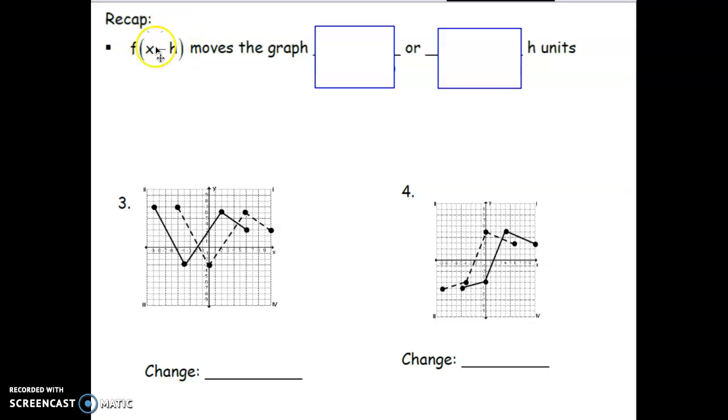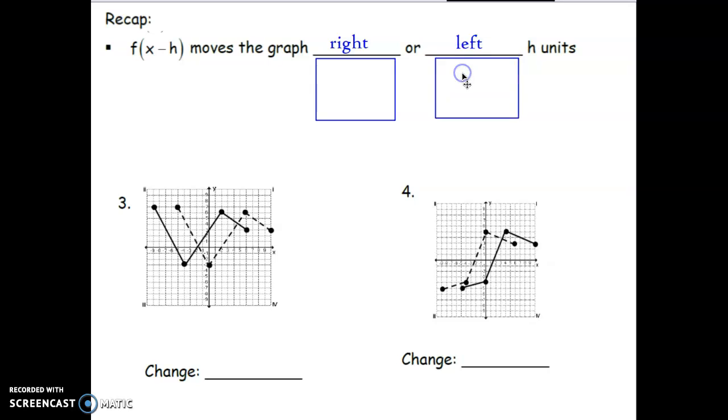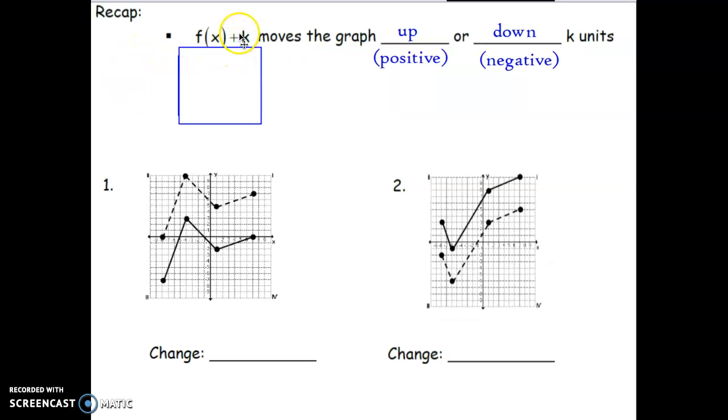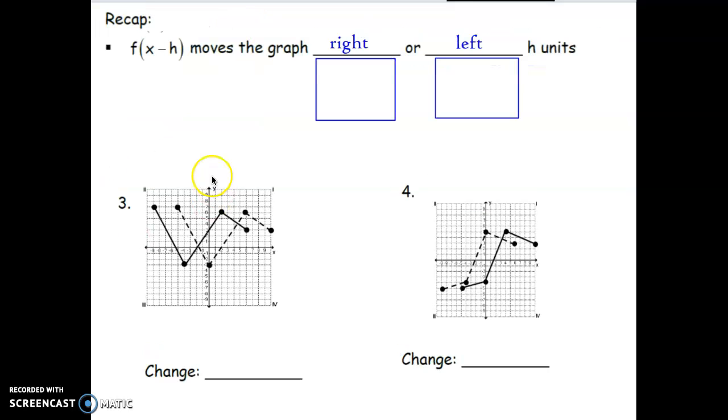Okay, when it's on the inside, it's going to move the graph either to the right or to the left. Look at the way this one is defined. You see that it's defined as x minus h, whereas this one was plus k. So that's why this one is going to move the opposite direction.